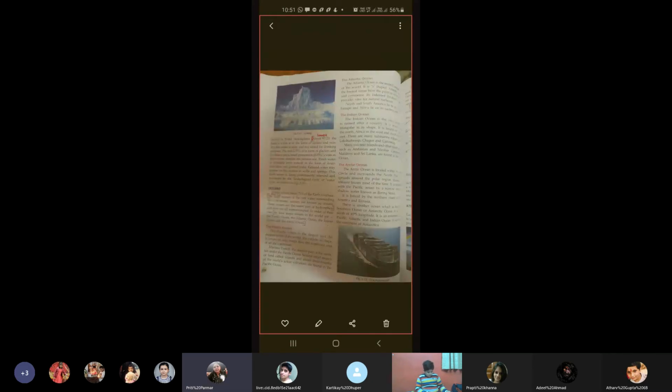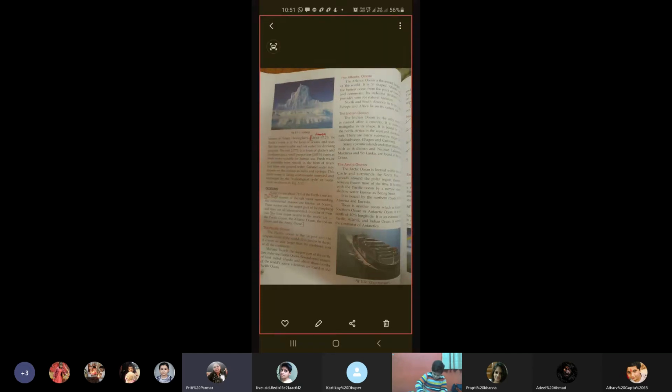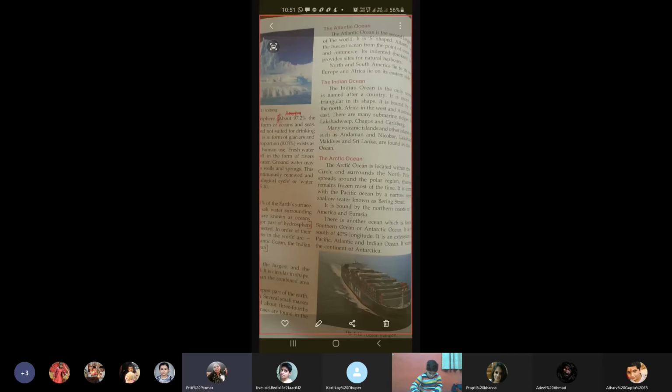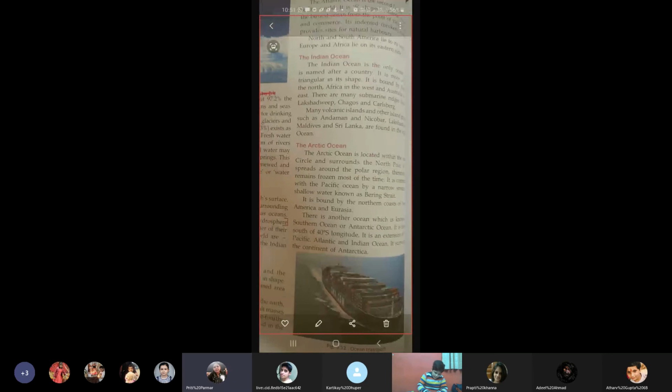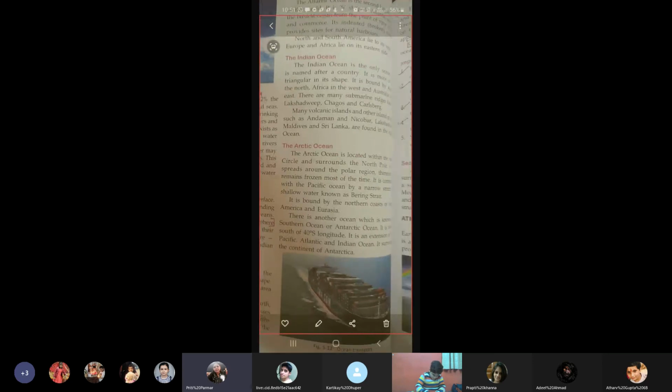Okay, then comes the Arctic Ocean. Now, Arctic Ocean is on top. It is snow covered because it is closer to the polar zone, or you can say it is closer to the poles. Now, let us see. The Arctic Ocean is located within the Arctic Circle and surrounds the North Pole. As it spreads around the polar region, therefore, it remains frozen most of the time.